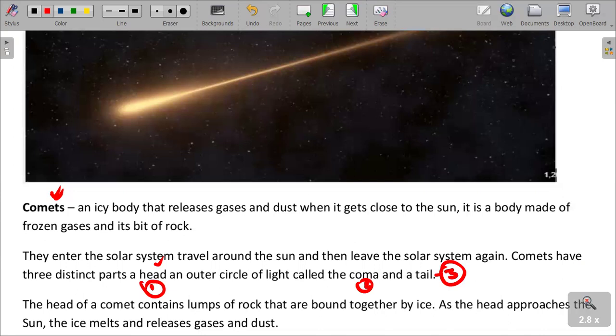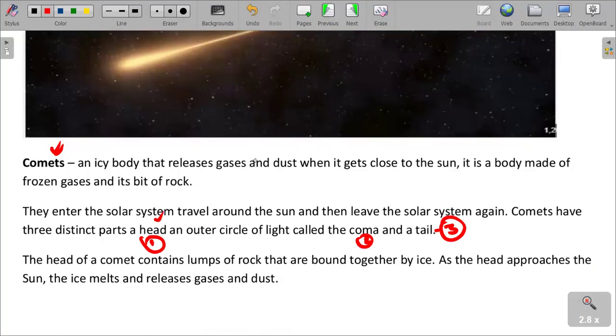The sun's heat melts the comets. So as you can see, when a comet comes closer to the sun, it releases gas and dust. If they come into the inner solar system, they do not live forever, because the sun melts them.